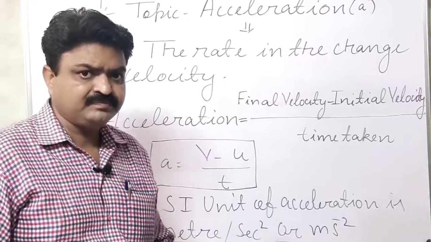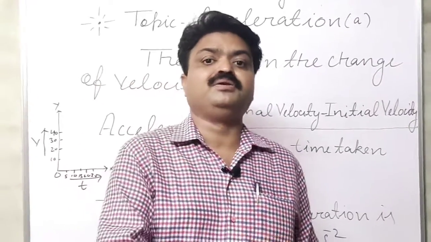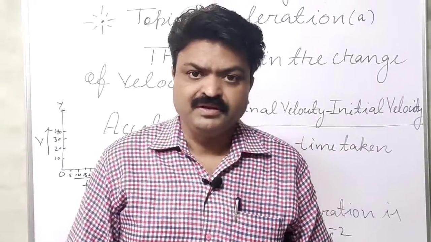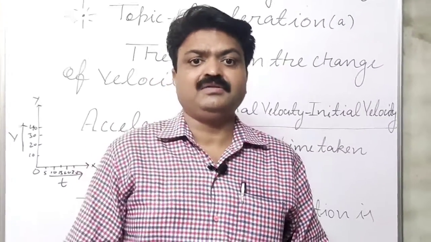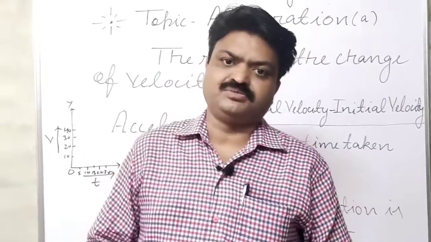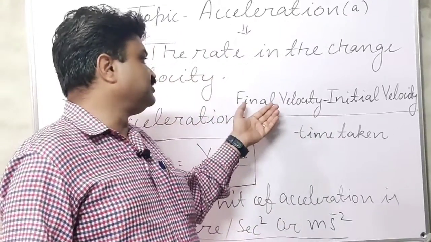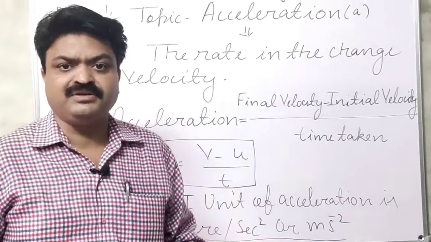In this, one particular object changes its velocity per unit time. In this, there are two types of velocity that are observed for the object, student. First is initial velocity, second is final velocity.